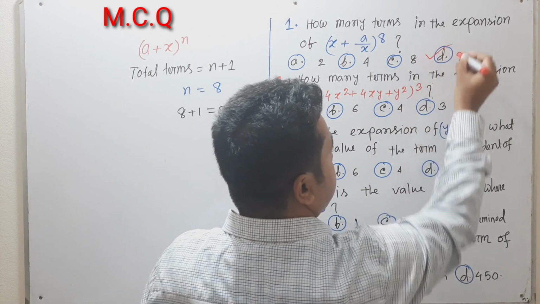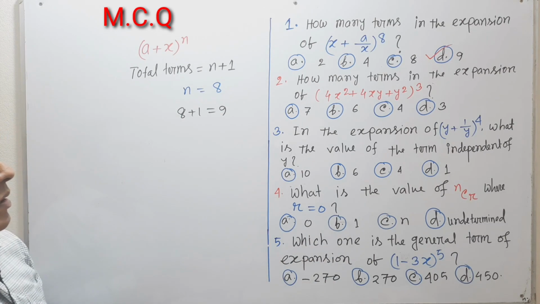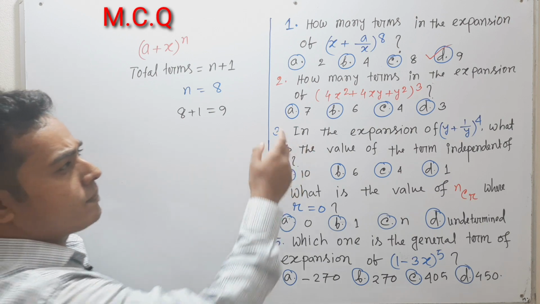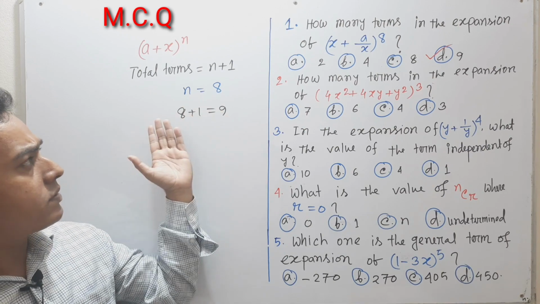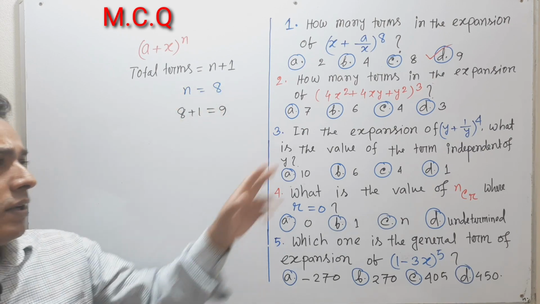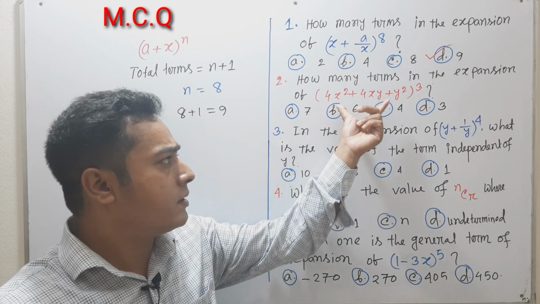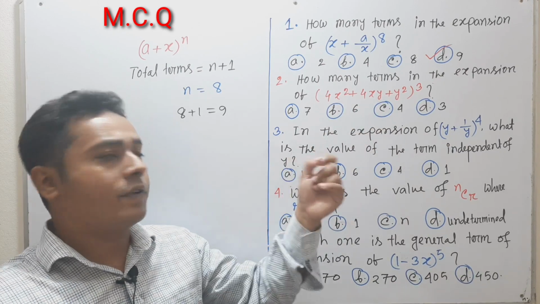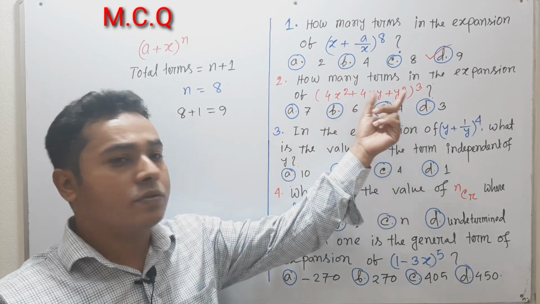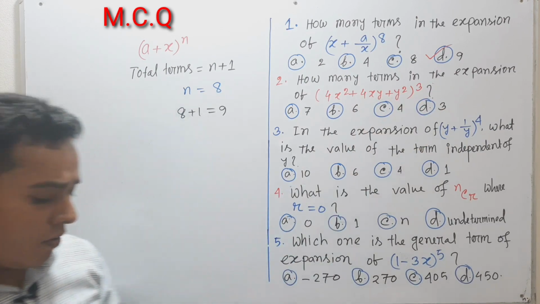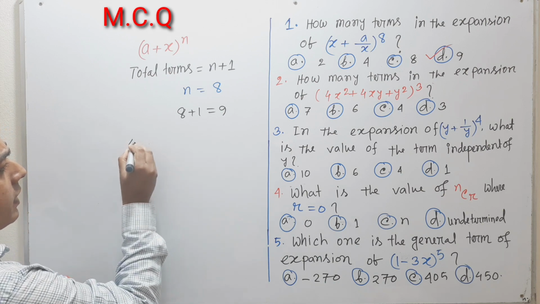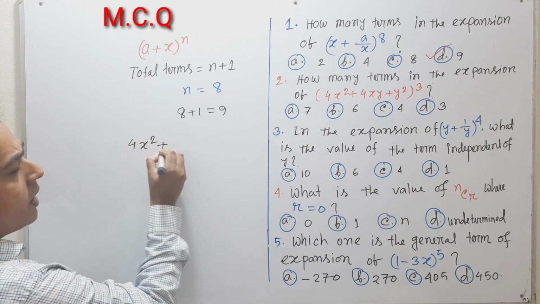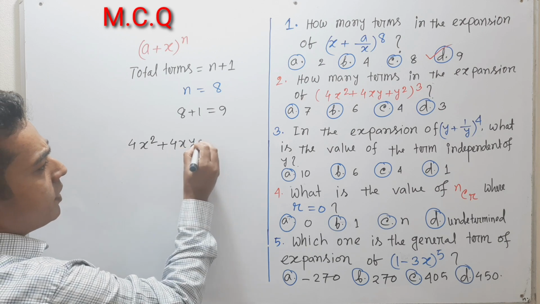Next question: how many terms are in the expansion of this? Same question. We can solve this according to this process, but this is not a binomial term, it has 3 terms. At first you have to convert it into a binomial term. How? This is (4x square plus 4xy plus y square) whole cube.